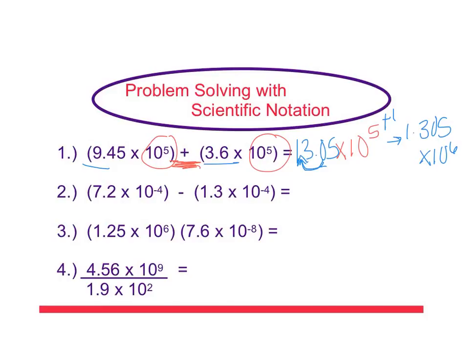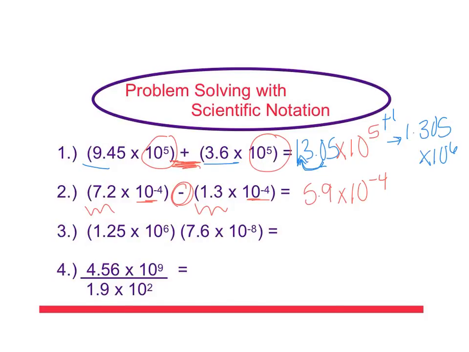Let's look at number 2. Number 2, we have a subtraction problem. So let's check our bases. It's both times 10 to the negative 4th and times 10 to the negative 4th. So let's go ahead and write that as part of our answer, times 10 to the negative 4th. And then we're going to subtract our two decimals, 7.2 minus 1.3, and we get 5.9.